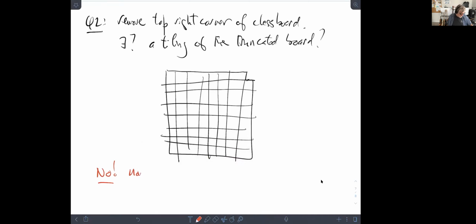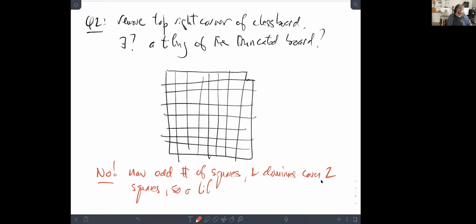So now we have an odd number of squares, and dominoes cover 2 squares. So a tiling implies an even number of squares, right? Nice and easy. Okay.